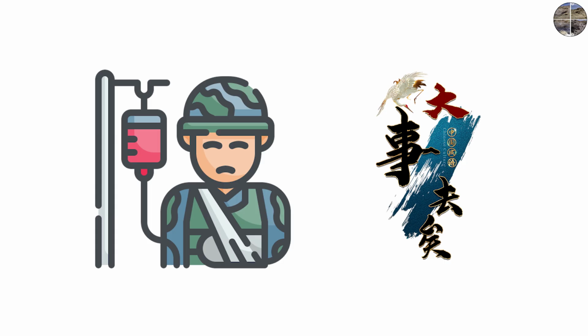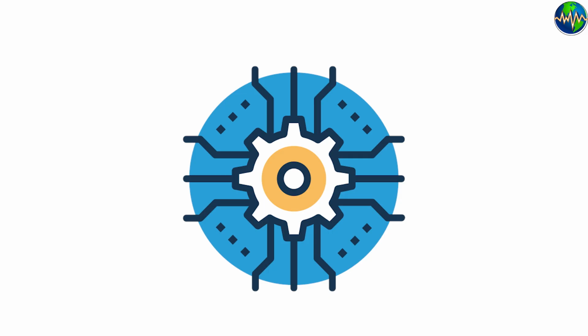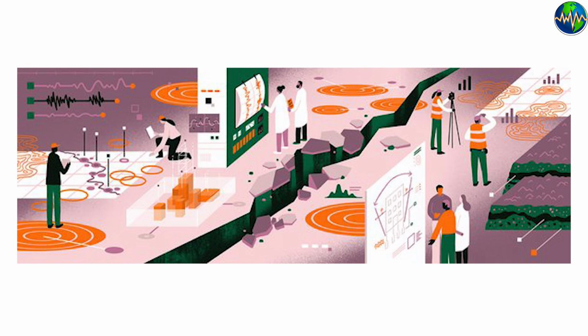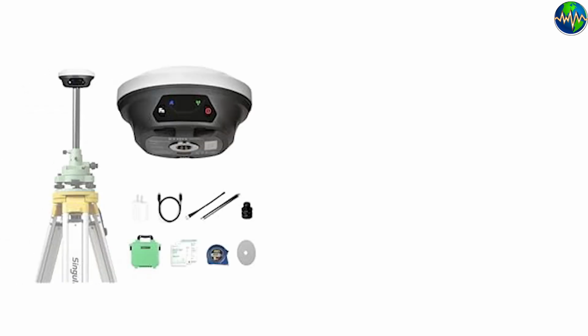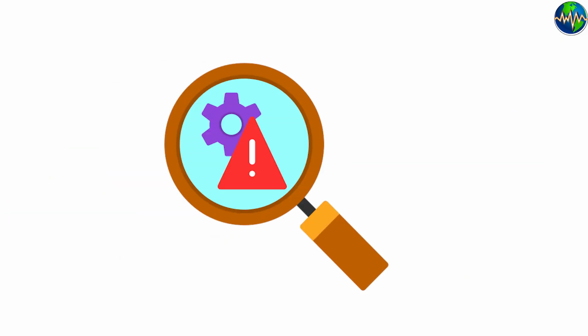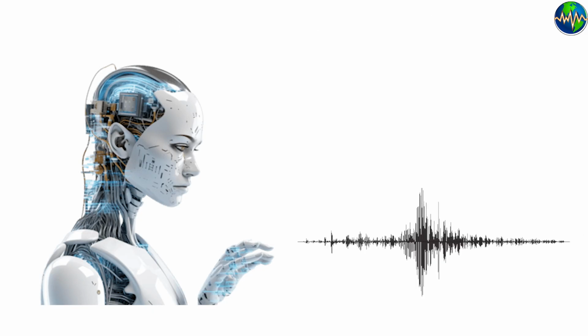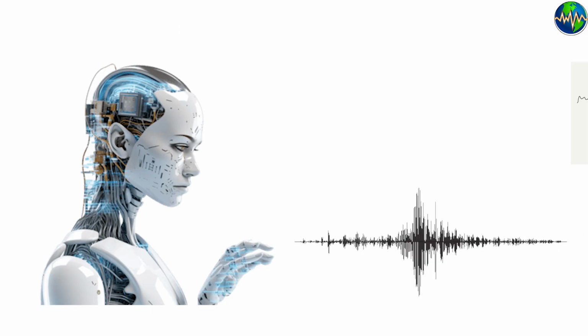The future of earthquake science. Advances in technology and data analysis are giving scientists new tools to understand earthquakes better. High-precision GPS stations now track tiny movements of the Earth's crust in real time, helping to identify where stress is building up. Artificial intelligence is being used to sift through massive amounts of seismic data to detect patterns that might signal an impending quake.